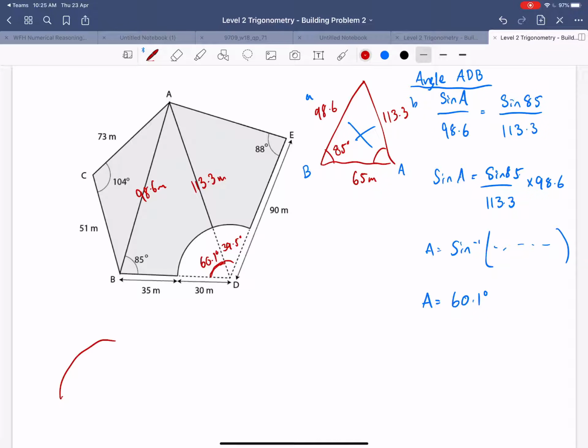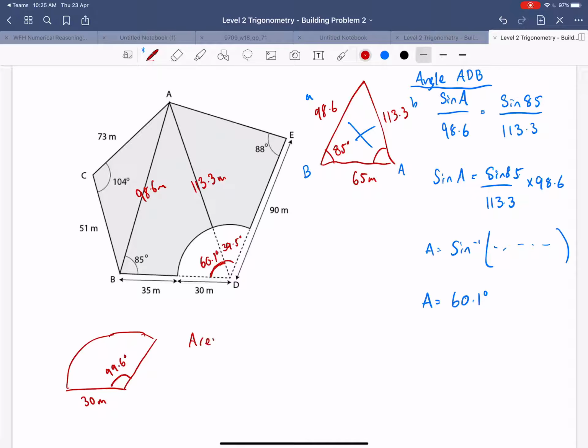So now I have my sector. That's a bit of a rubbish sector. There we go, I've got a complete angle. Doesn't even look anything like the diagram. There we go. So I've got a full angle here of 60.1 plus 39.5, which is 99.6 degrees. And I've got a radius of 30 meters.